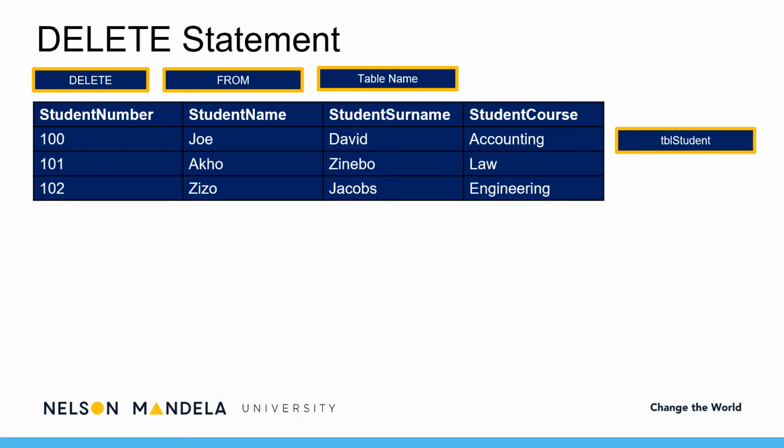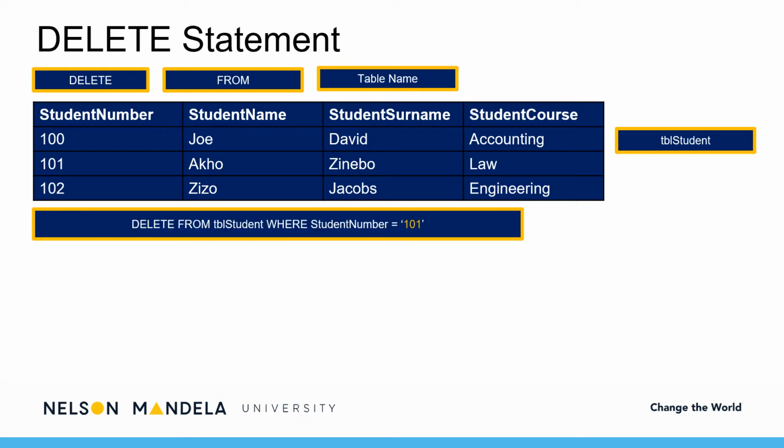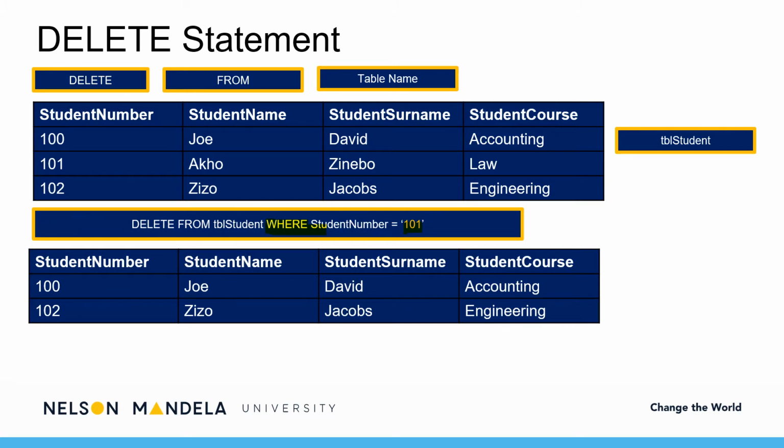Now, an alternative is if you want to delete, you say delete from student and you still have a where clause, where student equals 101. And then our data is going to look like this because we would have deleted a student. Now, that student, the 101, has been permanently deleted.